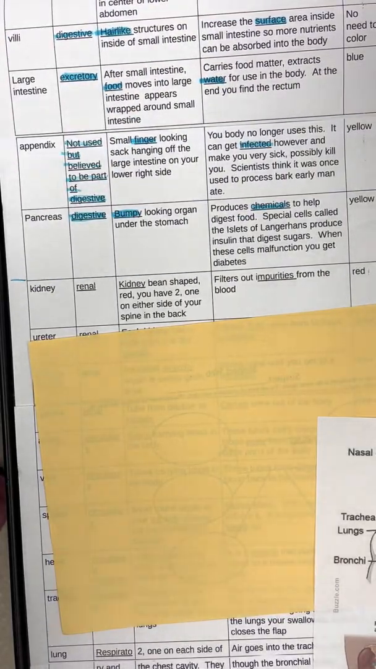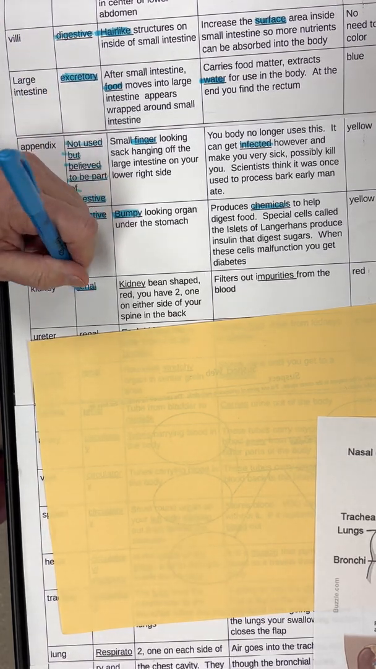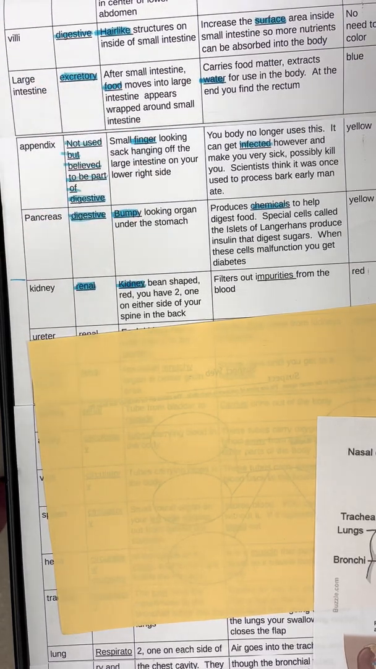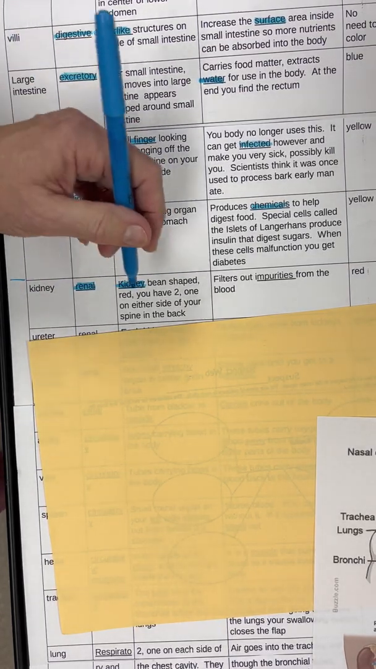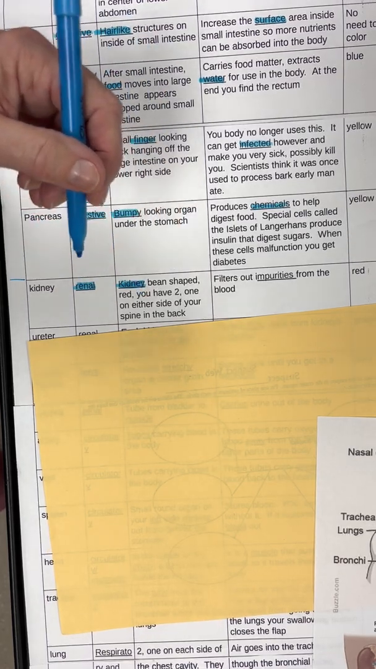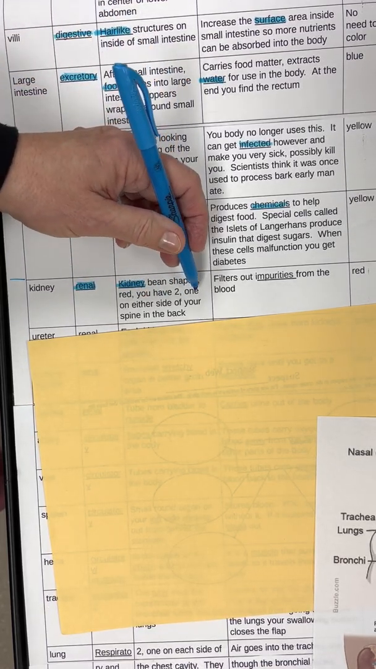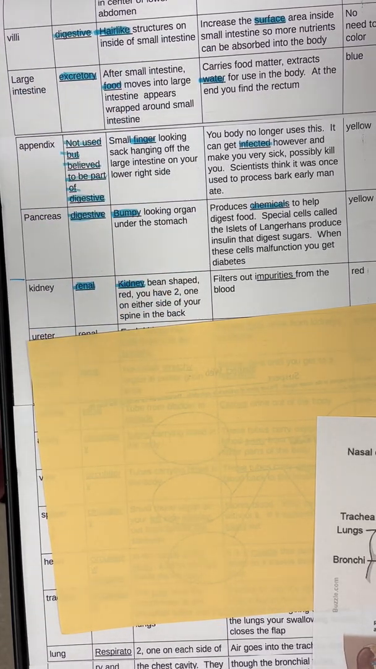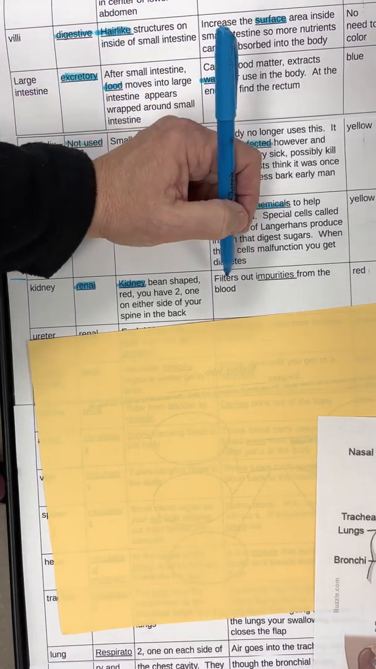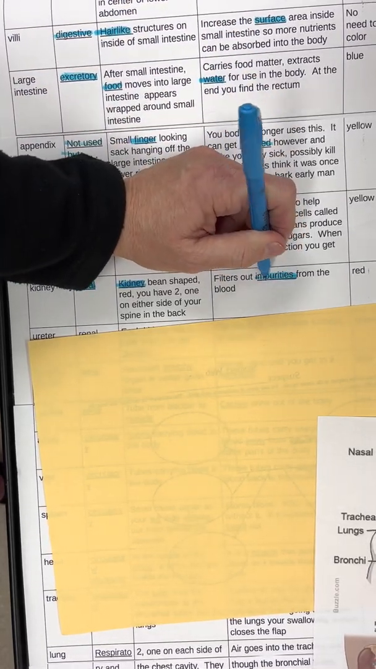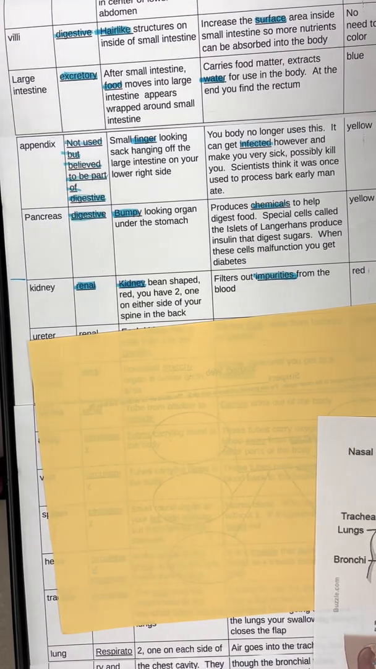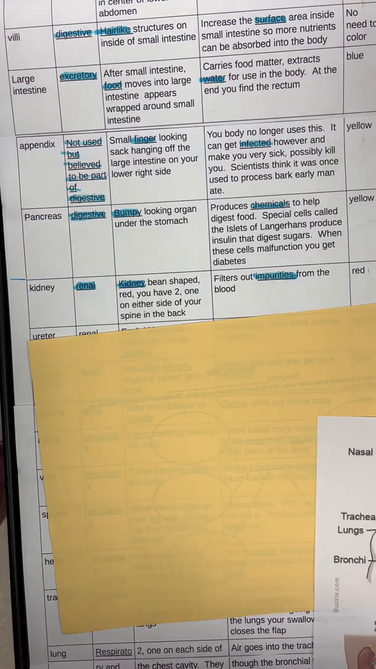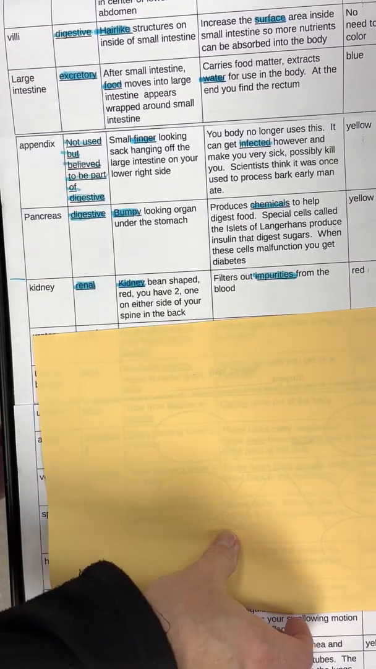We are at the kidney. The kidney is in the renal system. Kidney bean shaped, that's where the kidney bean shape gets its name. It's red because it basically filters your blood. Anyway, you have two, one on either side of your back. So if you had pain in your kidney, it would probably be more in your back. But the kidneys filter out impurities from the blood. When people have to have dialysis, that's because their kidneys aren't working, and their blood goes into a machine to be filtered and then put back in their body.